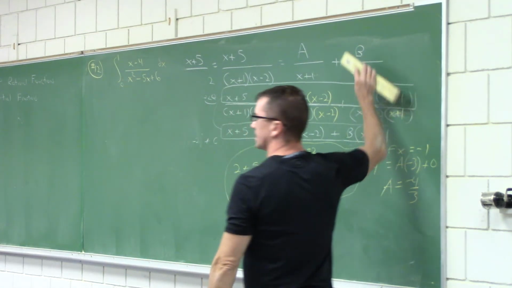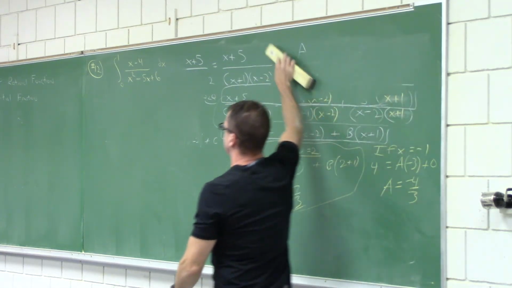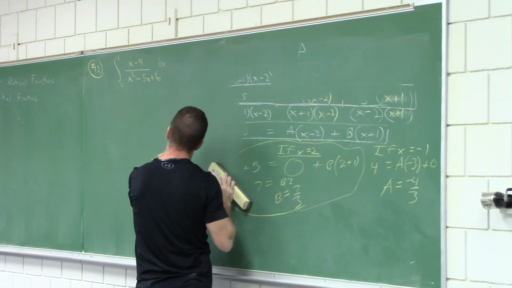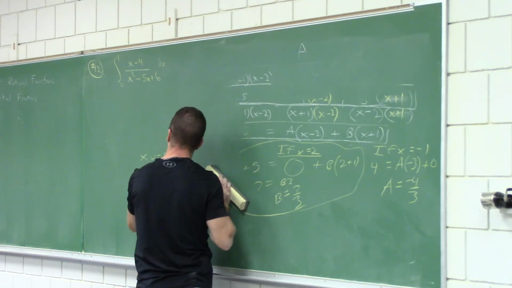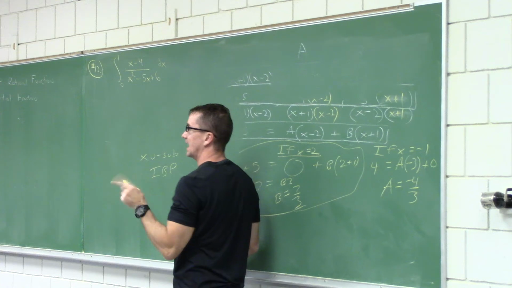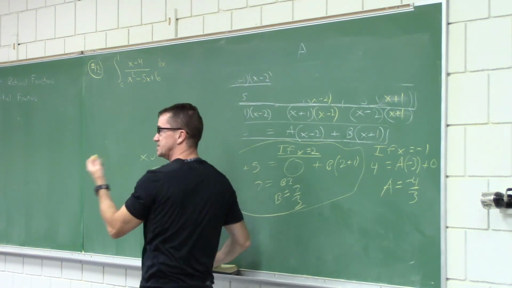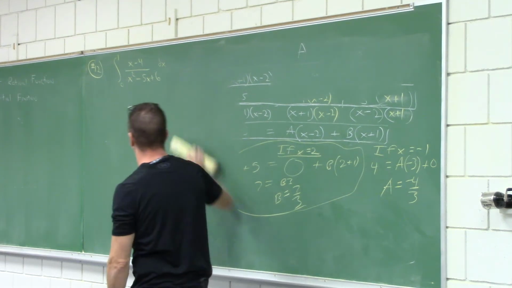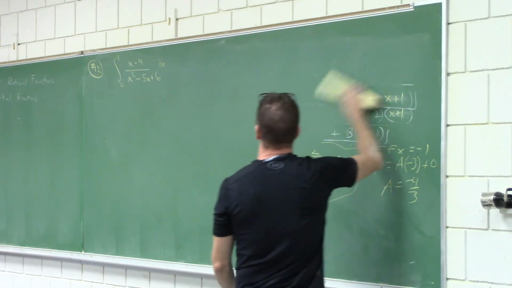You stare at it and you're thinking, oh, is that a U sub? Does not look like a U sub. Is that integration by parts? That does not look like integration by parts. But we do see a rational expression, so we're now thinking partial fractions. Okay. Let me get this all out of the way.